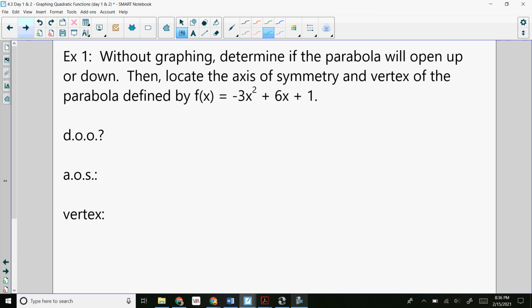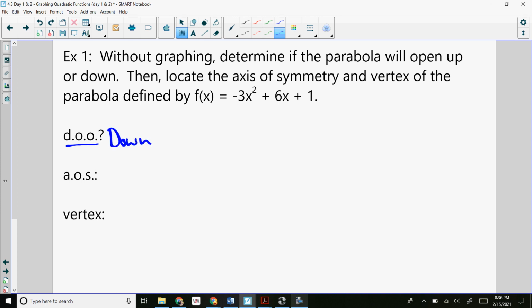Let's try one here, which says, without graphing, determine if the parabola will open up or down. Then locate the axis of symmetry and vertex of the parabola defined by, and then here's our quadratic equation, f of x equals negative 3x squared plus 6x plus 1. Okay, so first off, what is the DOO? The direction of opening is what that stands for. Our choices are either up or down. And of course, since our a is negative, this is going to open down.